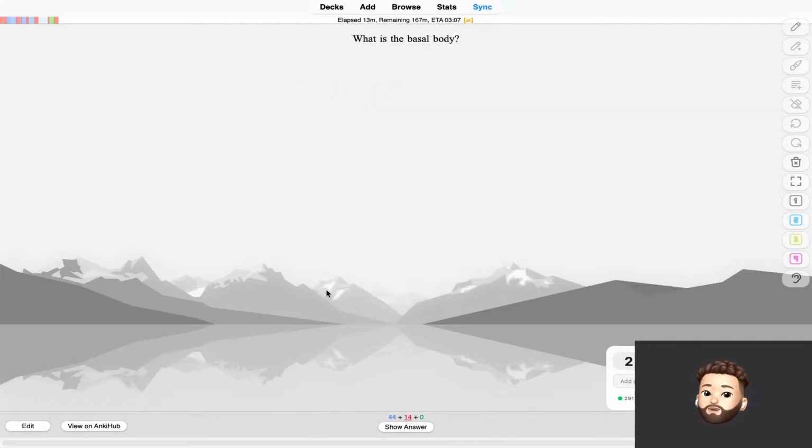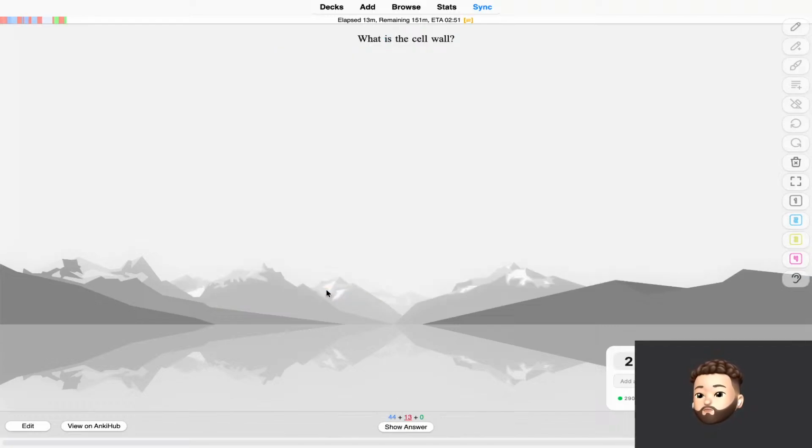What is the basal body? The basal body provides the motor force necessary for the flagellum to activate the flagellum. The basal body provides an anchor for the flagellum to the membrane.